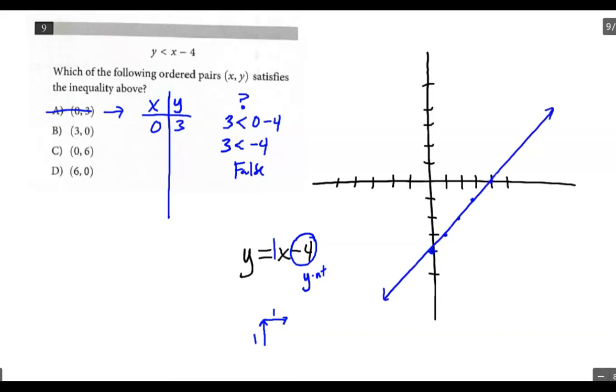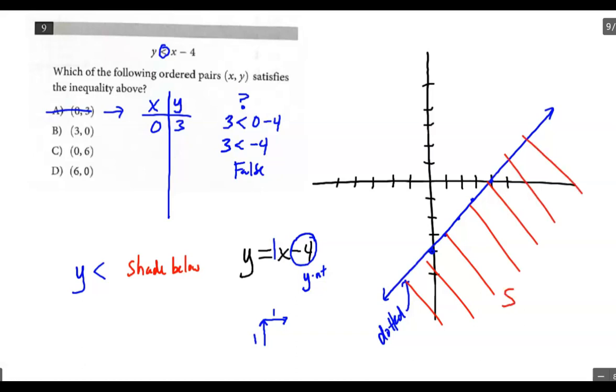And technically, because it's less than, this doesn't really matter on this problem, but it should be a dotted line. But it really doesn't come into play here. And then here's kind of a big trick, and this works on harder problems. This symbol is very important. When you see y is less than a line, that means you are going to shade below the line. So that tells you to shade below. So that would be all of these points here. Everything on this side is a solution that works.